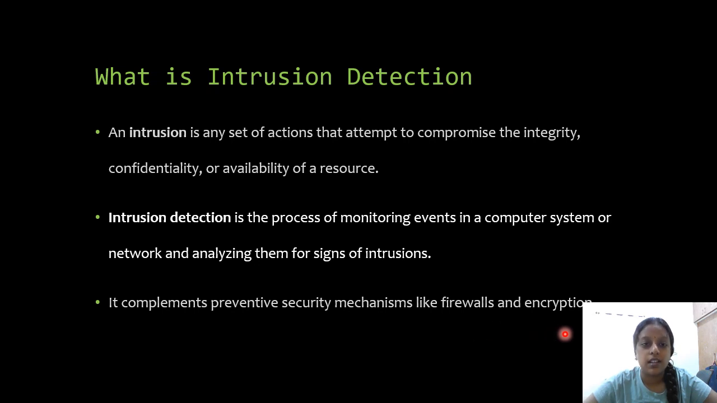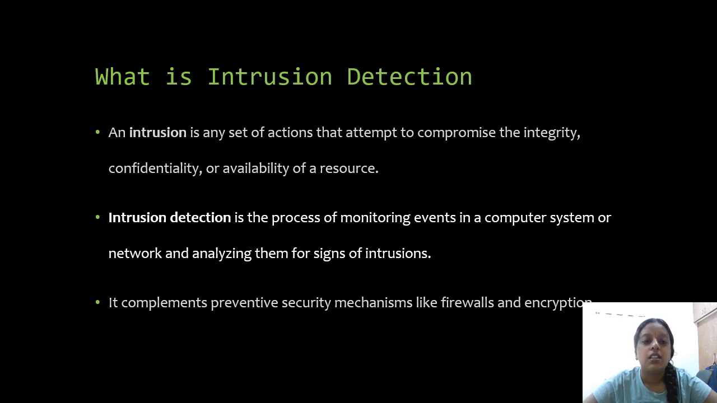So let's first define it clearly. An intrusion means any activity that tries to break into or misuse a system. It can be a hacker stealing data, an employee misusing access, or even a malware infection for the system. Intrusion detection systems act like a network watchdog. They continuously monitor logs, traffic, and behavior to identify any suspicious activity. Remember, prevention systems like firewalls only stop known threats. If something new slips through, IDS helps us detect it early so we can take action before major damage occurs.